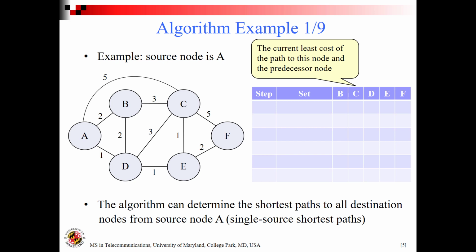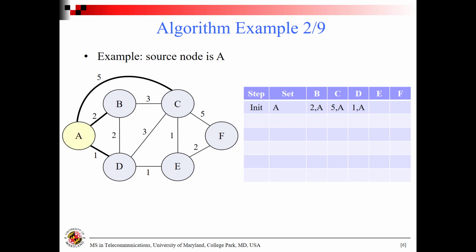Alright, so let's get started and see how we can go through the previously shown steps of the algorithm and basically determine the least cost path to all the other destinations in this particular network. So as we have discussed, the source node is node A, right? So we kind of pretend that we are running our algorithm inside of node A.